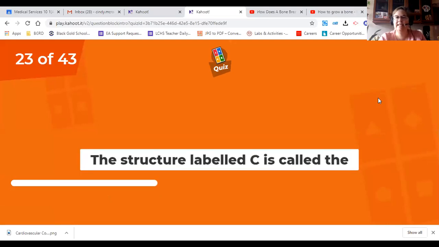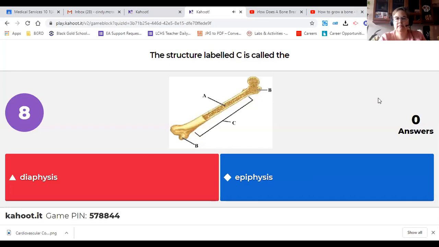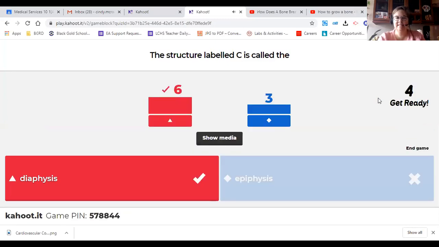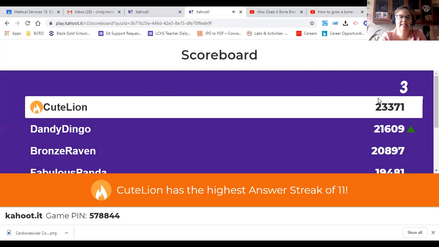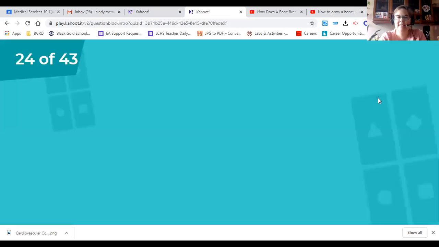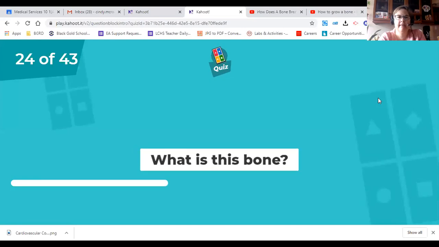Structure labeled C is called the diaphysis. So the shaft part of the long bone is called the diaphysis. Ooh, Dandy Dingo is up to 2nd place. Cute Lion has 11 right in a row. Name that bone.